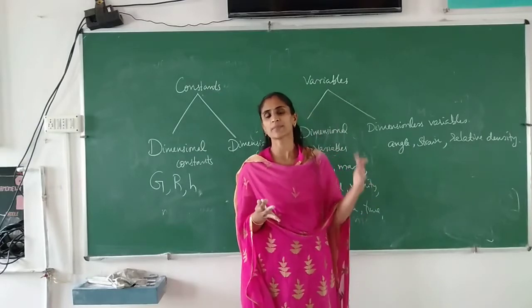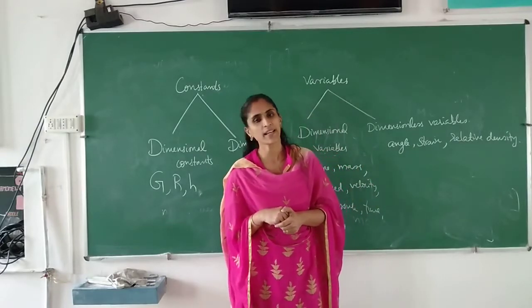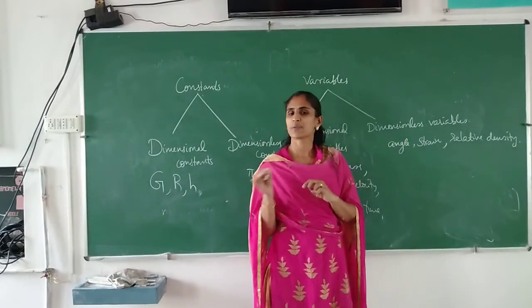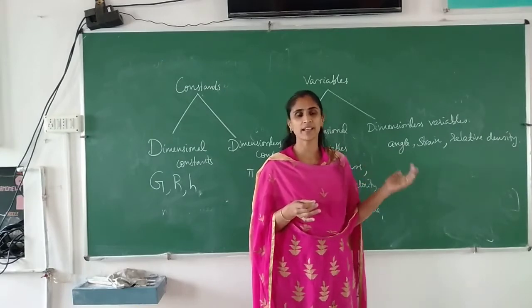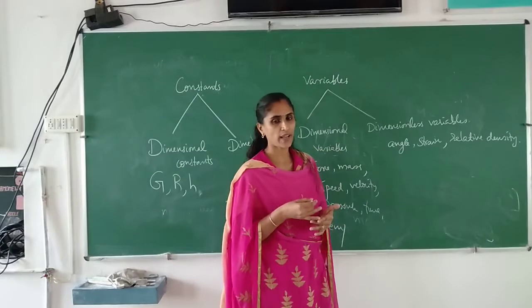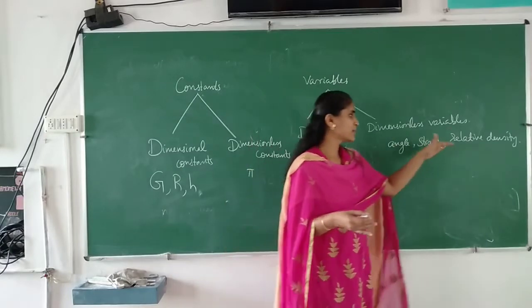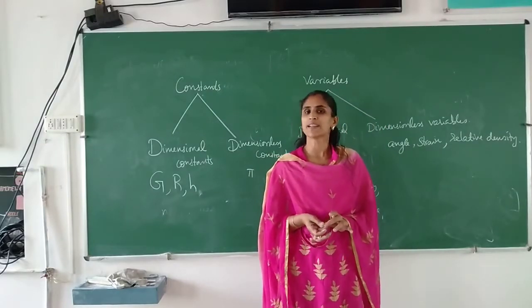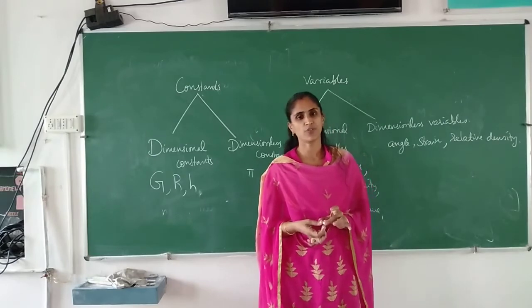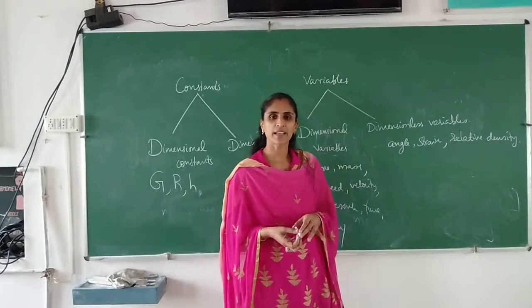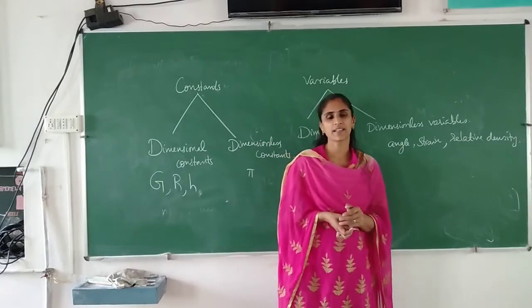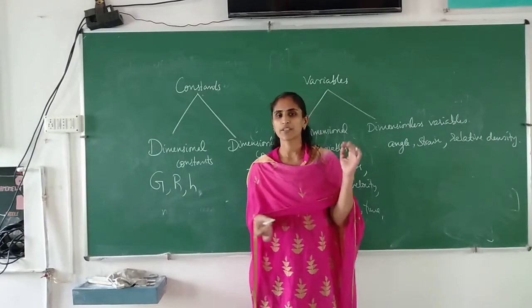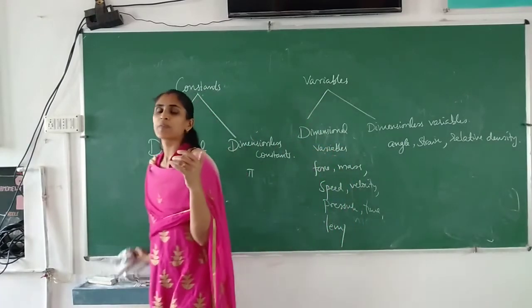dimension. Why? Because in the previous class we discussed angle is equal to arc by radius. Similarly, strain is equal to change in dimension by original dimension. Linear strain, volume strain, that we discussed in the previous class. It also has no dimension, but its value will be changing. Similarly, relative density is equal to density of material divided by density of water, so both dimensions get cancelled. So that is another example of dimensionless variables. Okay, is it clear? So you understood clearly the difference between constants and variables.